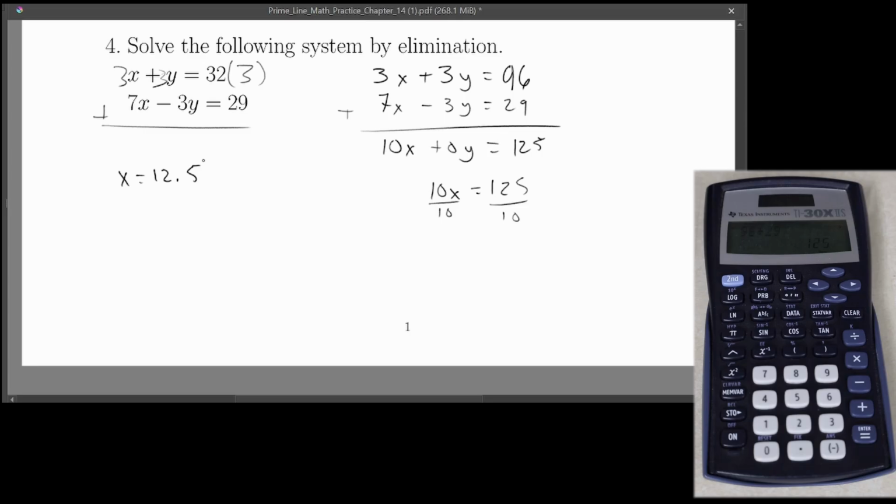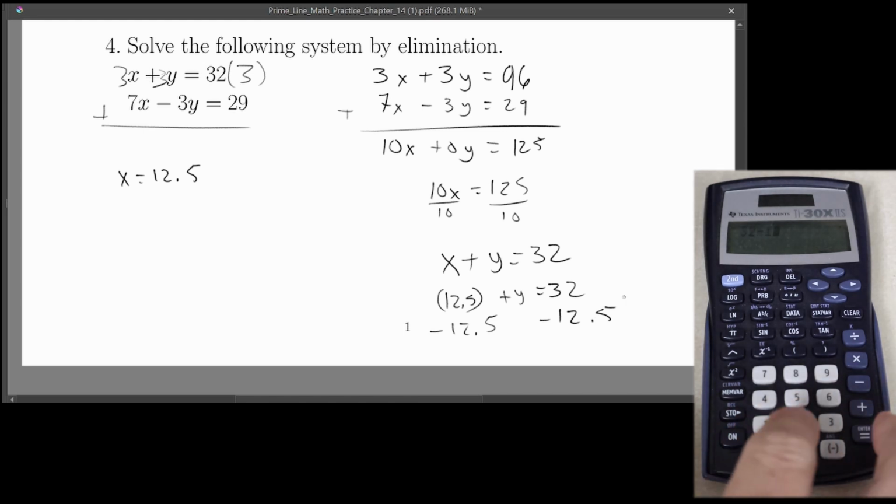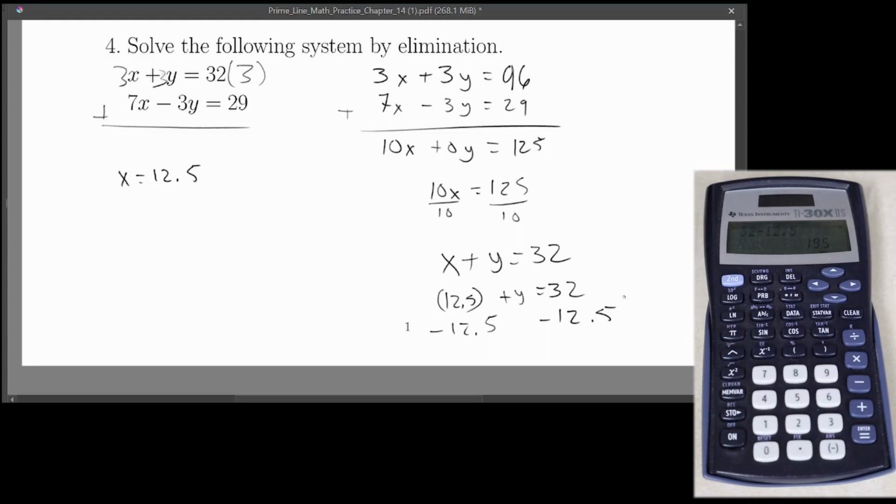All right, for our y value, we can plug in. So we'll go back to our original x plus y equals 32. And we'll plug in 12.5 for x: 12.5 plus y equals 32. We'll subtract 12.5 from both sides. So 32 minus 12.5 gets us, for y, equals 19.5. So that's the elimination method.